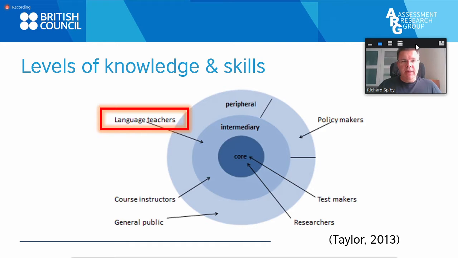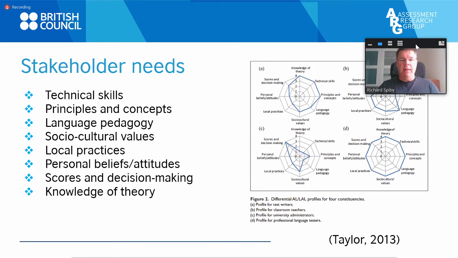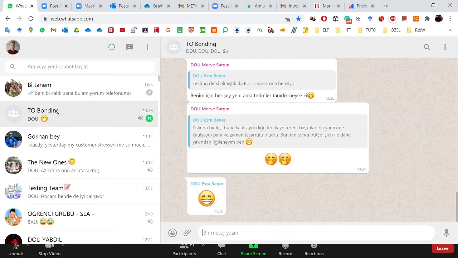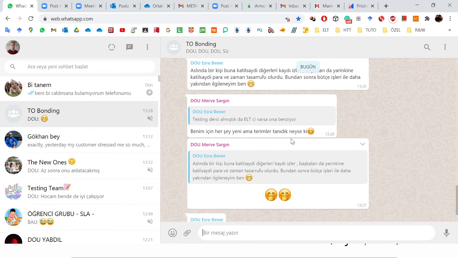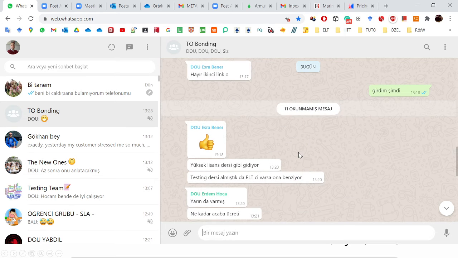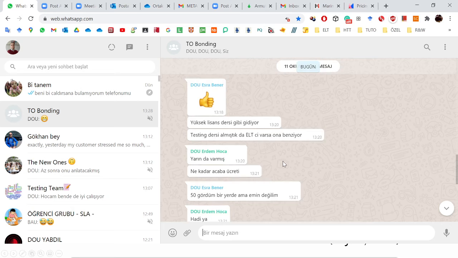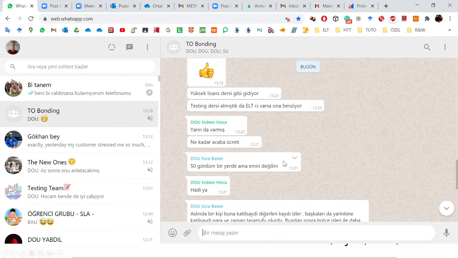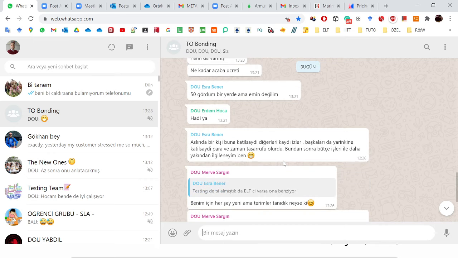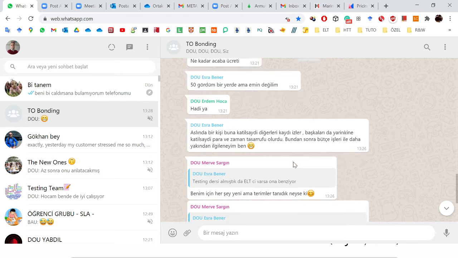So we've got language teachers there in the middle. Looking at them in a bit more detail, again, this is Linda Taylor. This is how she schematized language assessment literacy and what people need. So if we look here, we can see what people should be competent in, their knowledge, their skills, their understanding for their domain of activity, shall we say, for their job, basically.